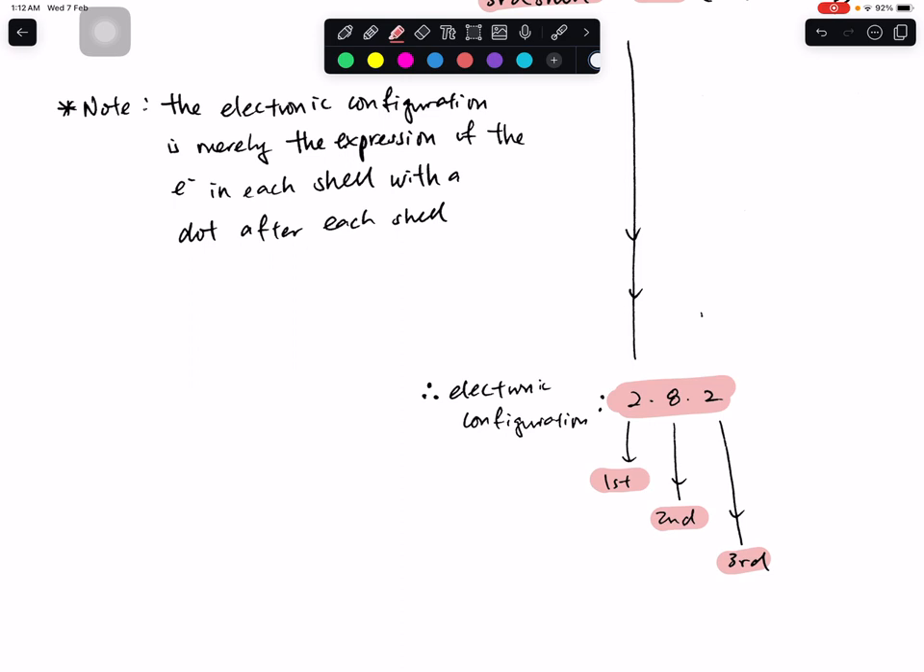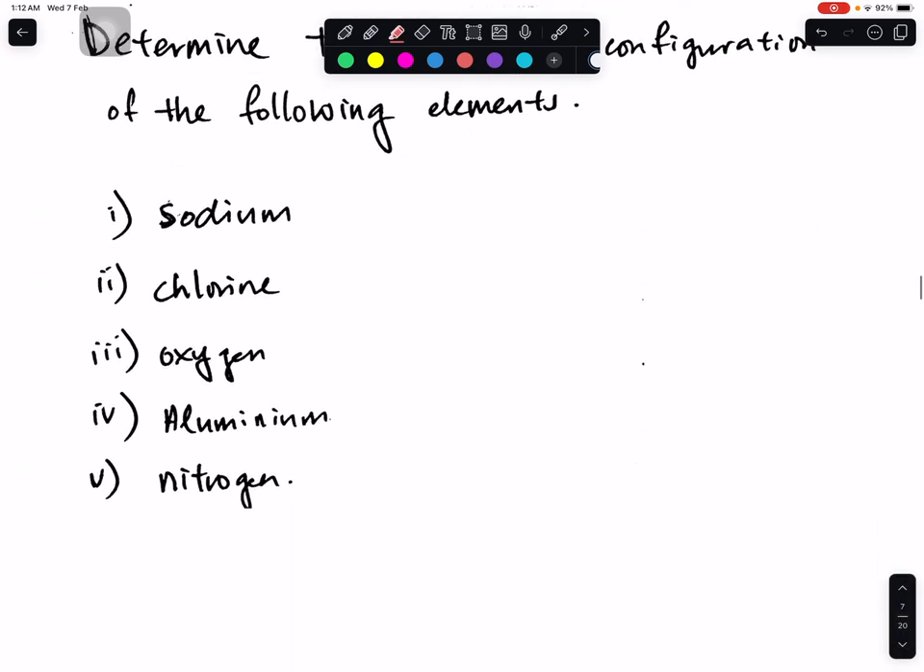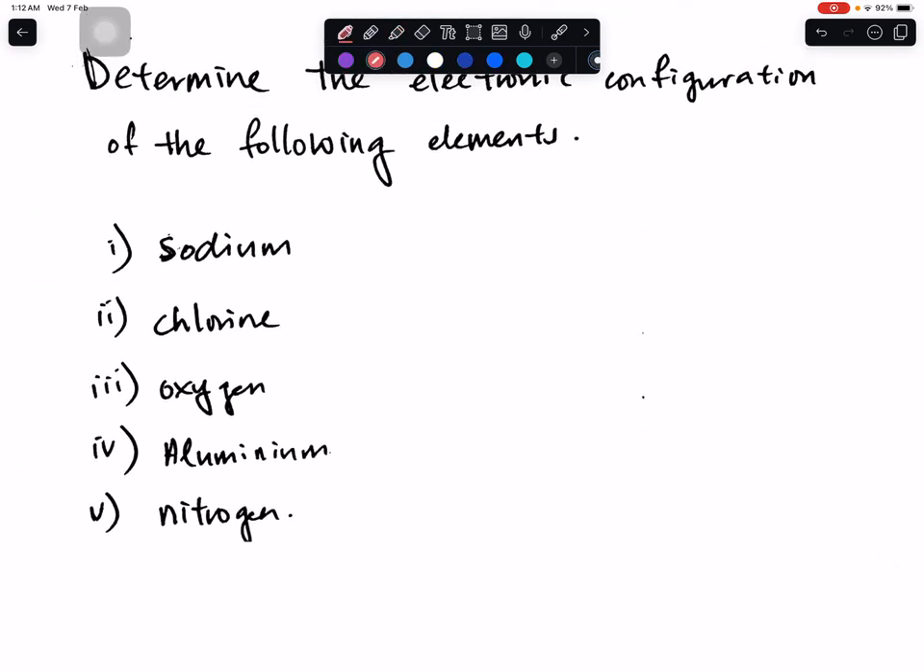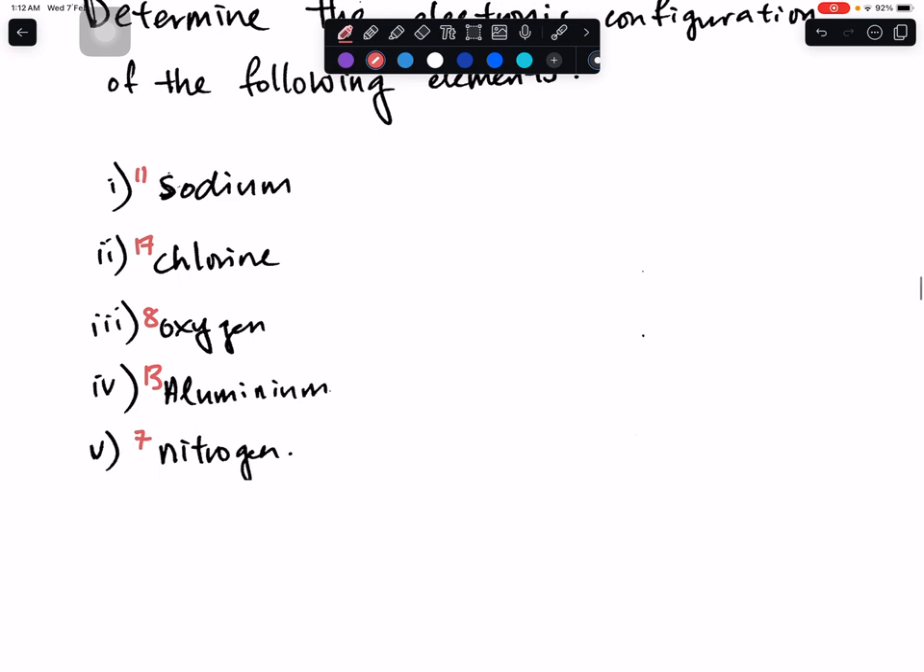Okay, so if you have no questions, I'm going to get you guys to try it over here. Sodium will be 11, chlorine is 17, oxygen is 8, aluminium is 13, and then nitrogen will be 7. At this point in time, you can let the students try out this question. Give them a couple of minutes, and provide them with a periodic table before you move on from this part.